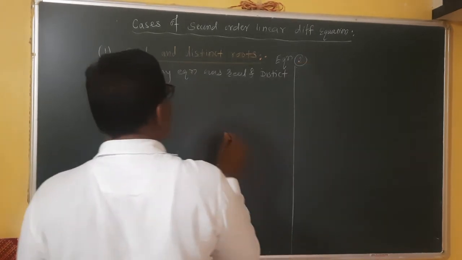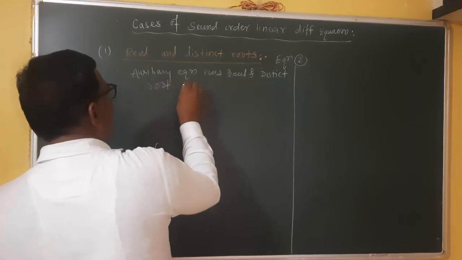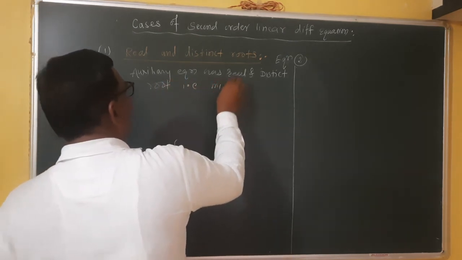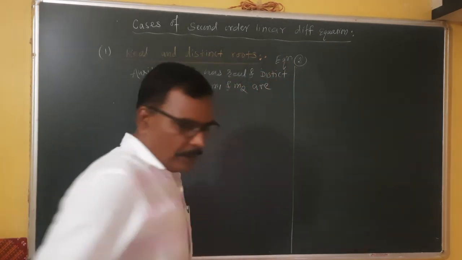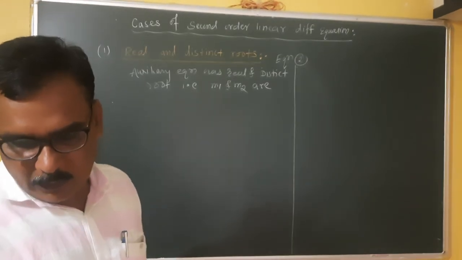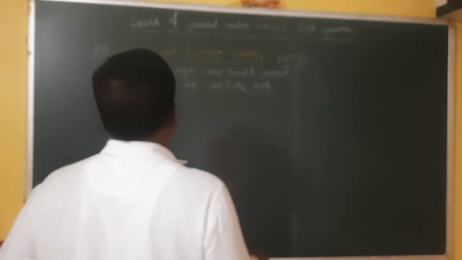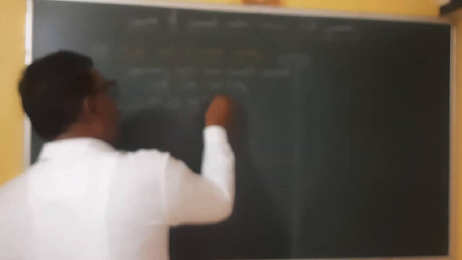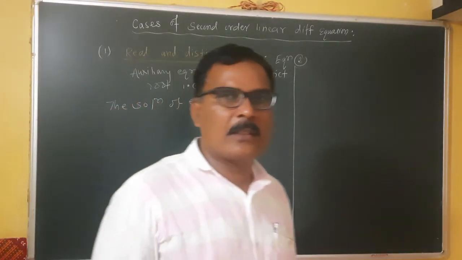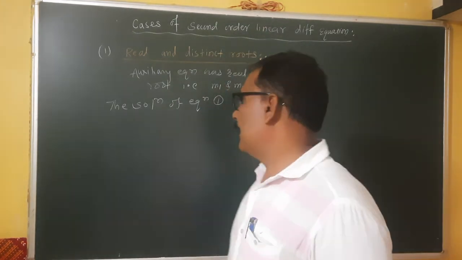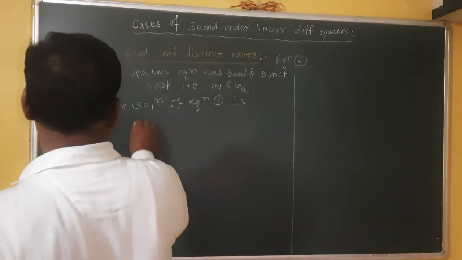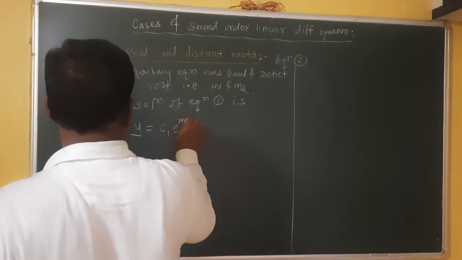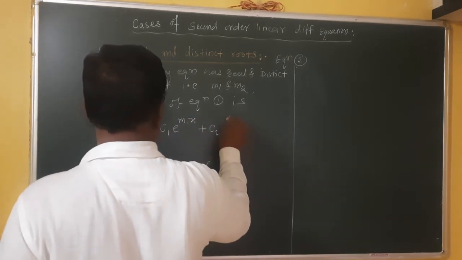Auxiliary equation has real and distinct roots, that is m1 and m2, the distinct roots. The general solution of equation 1, the homogeneous second order linear differential equation, is of the type y equals c1 e raised to m1x plus c2 e raised to m2x.